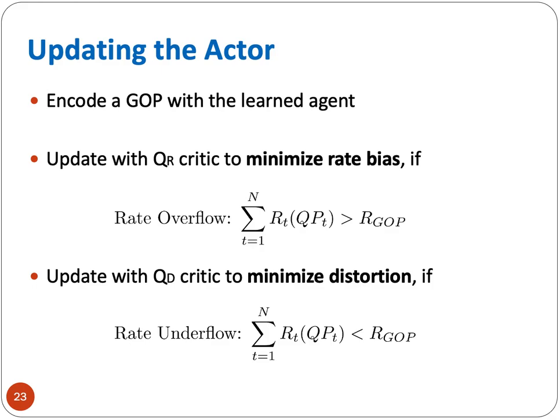Once the critics can well predict the reward goal, the next question is how the Dual-Critic algorithm updates the actor. We use the latest policy to encode a GOP. If the actual encoding bit is greater than the target bit, RGOP, we use the rate critic to update the actor to minimize the rate bias. If the actual encoding bit is less than the target bit, we use the distortion critic to update the actor to minimize the distortion.